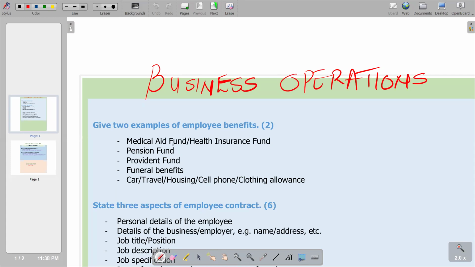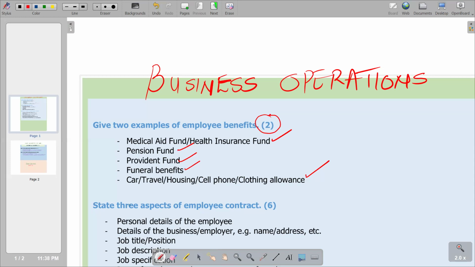We can have medical aid fund or the health insurance fund. So this is the first one that we have. On the second part, we have got the pension fund. On the third part, we've got the provident fund. And then next, we have got funeral benefits. And also it can be car allowance, travel allowance, housing allowance, cell phone allowance, and also clothing allowance. So this is what we have in terms of examples of employee benefits. And remember, our question has got 2 marks, and obviously it requires you to raise 2. So you can choose 2 there that are easier for you.